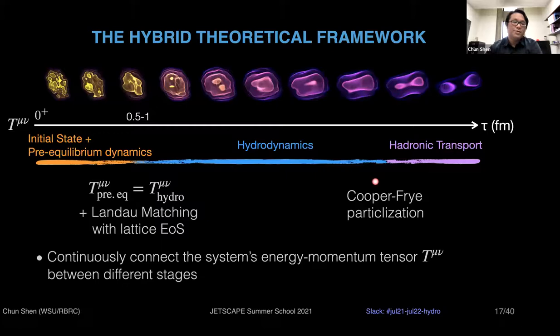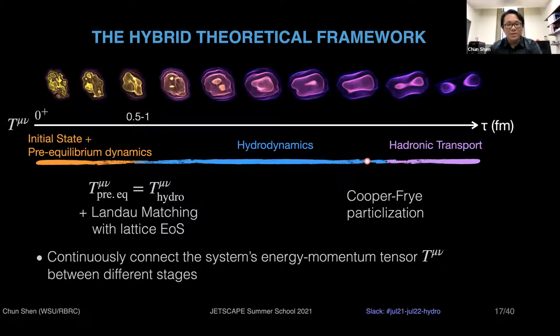Once you have the initial state modeled by some models, we can actually derive the system's energy momentum tensor, T mu nu, basically right after the two nuclei pass through each other. Then the system will go through some pre-equilibrium stage where it evolves towards equilibrium through strong interactions. This usually happens within about one Fermi over c. And then it will connect to fluid dynamics, which can describe the system's evolution near equilibrium.